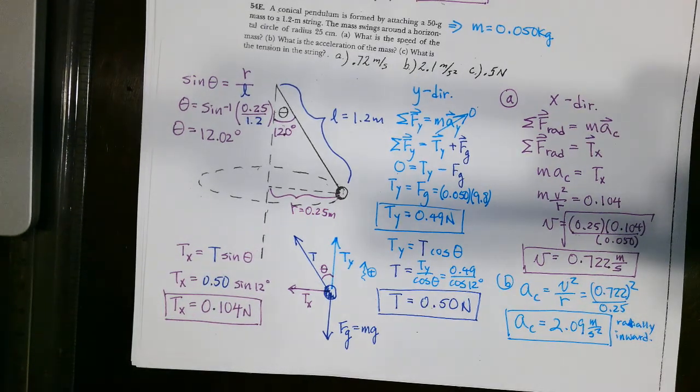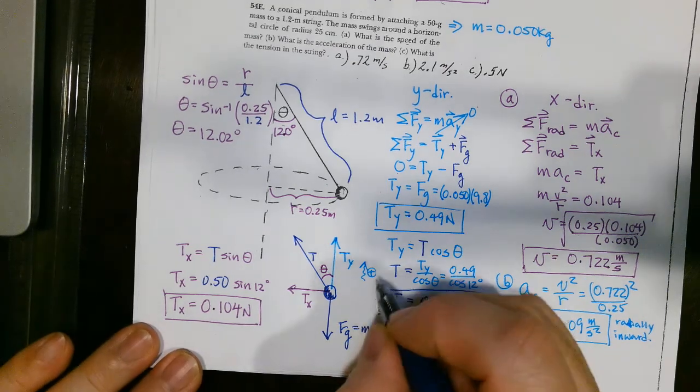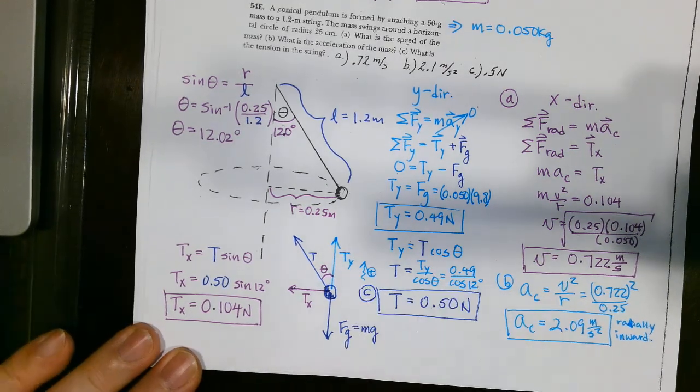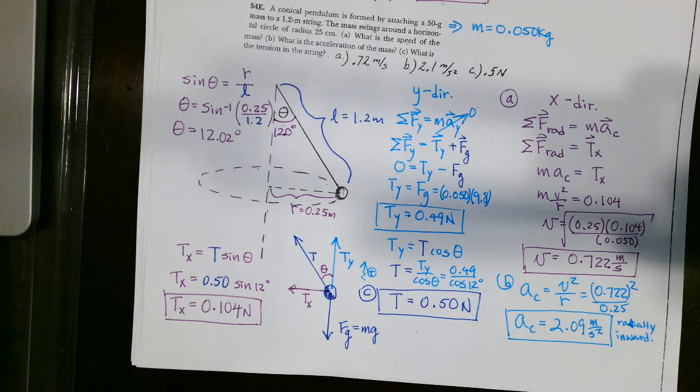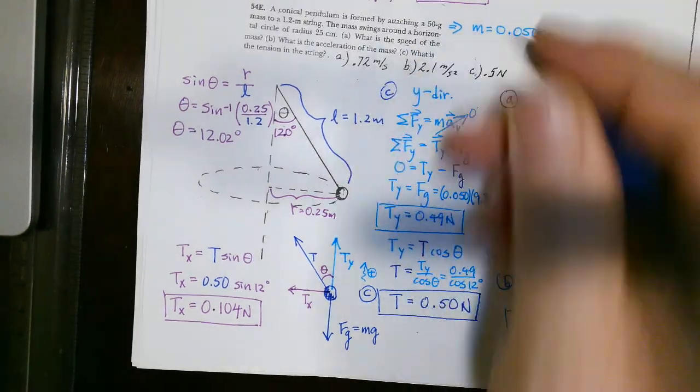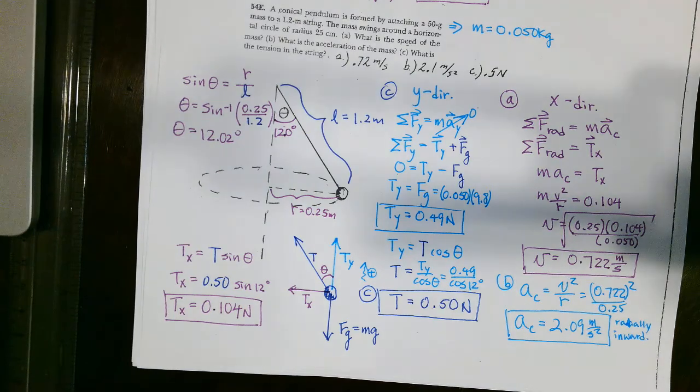And then for part C, they ask, what is the tension on the string? I thought we already figured that out. So that's part C right there. We already did C. Okay. So I guess we have to do part C first before we actually do A and B. All right. Any questions?